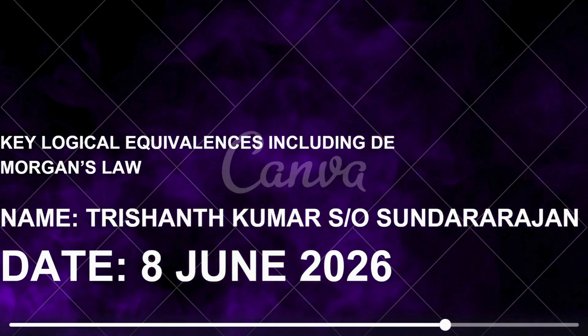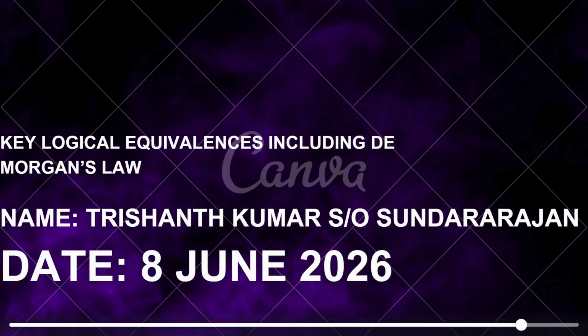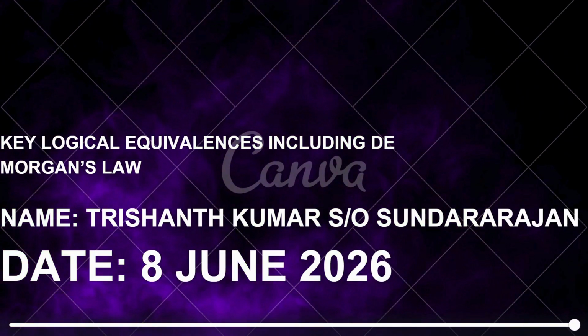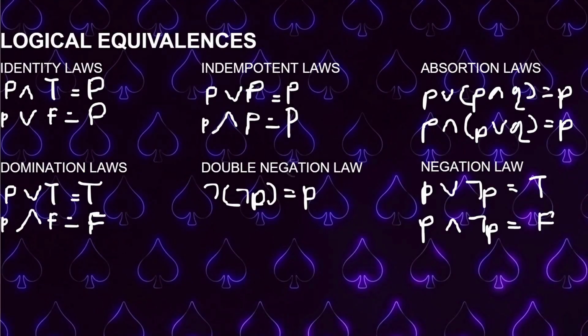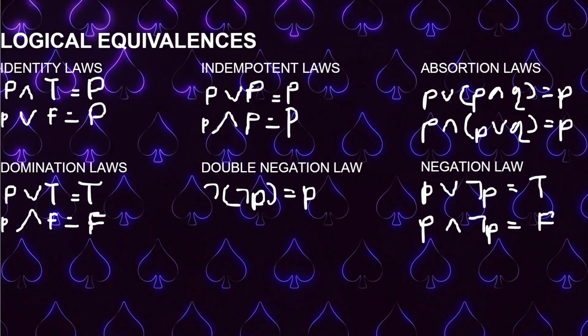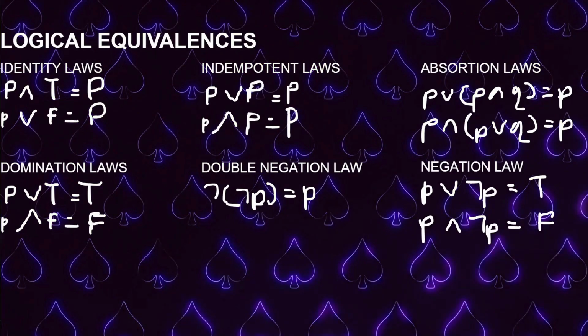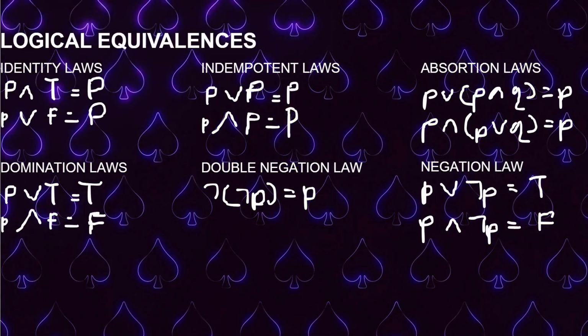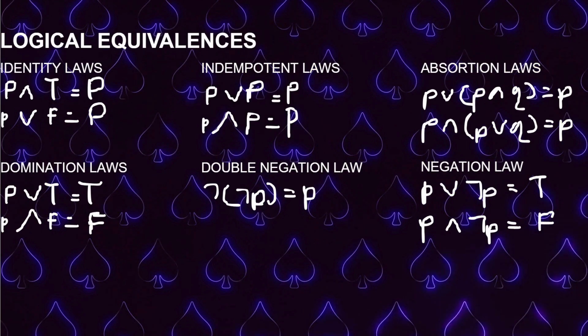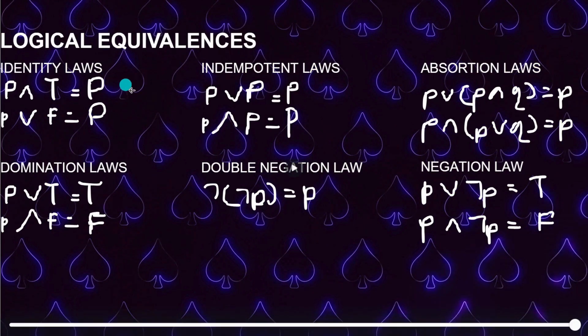Today I would like to discuss key logical equivalences, including De Morgan's law. So let's start now. These are the logical equivalences: identity law, idempotent law, absorption law, domination law, double negation law, and negation law. Let's see the identity law first.